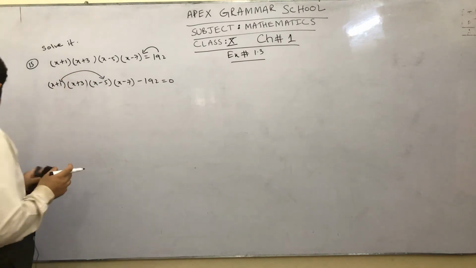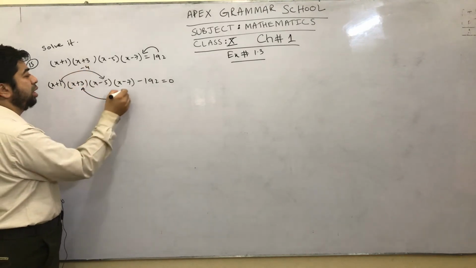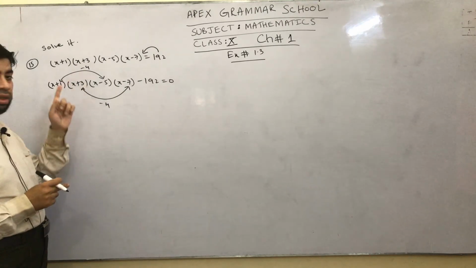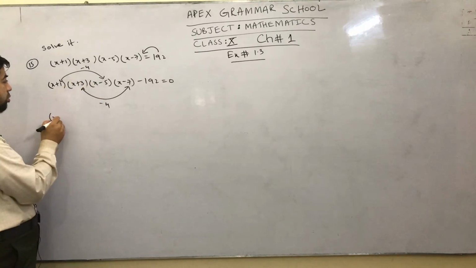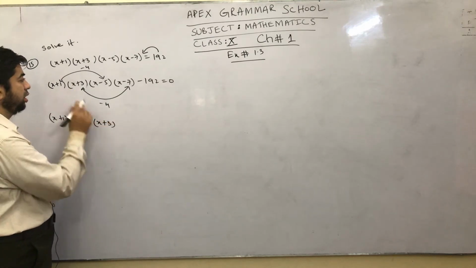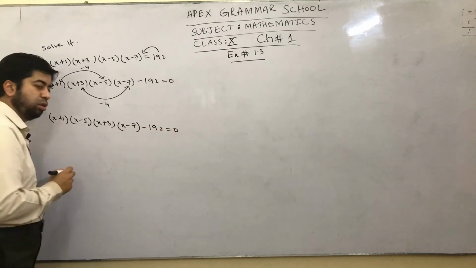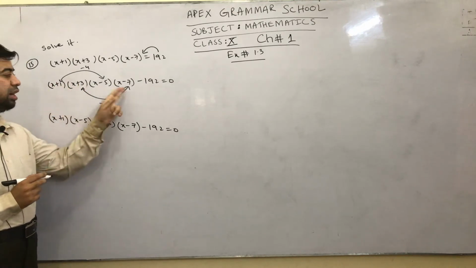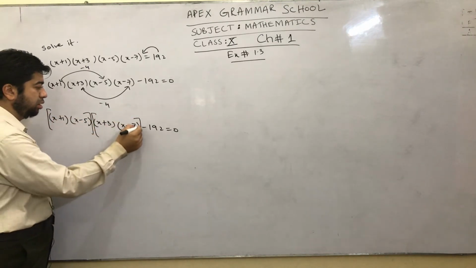What is the answer of 1 minus 5? You very well know that: 1 minus 5 is minus 4. And 3 minus 7 is also minus 4. So now this pair becomes similar. So you have to arrange it: combine x plus 1 and x minus 5, and x plus 3 and x minus 7, minus 192 is equal to 0. You can see that the pair of x plus 1 and x minus 5 and the pair of x plus 3 and x minus 7 will work. So I am writing them within big brackets.